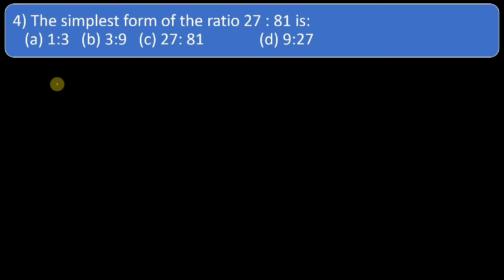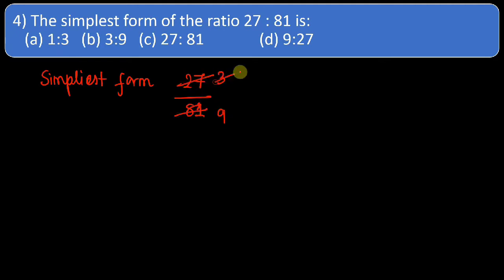Next sum. The simplest form of the ratio 27:81. We are told to find the simplest form of the given ratio, that is 27:81. 9 3s are 27, 9 9s are 81, 3 3s are 1, 3 3s are 9. The simplest ratio is 1:3. The correct answer is A.